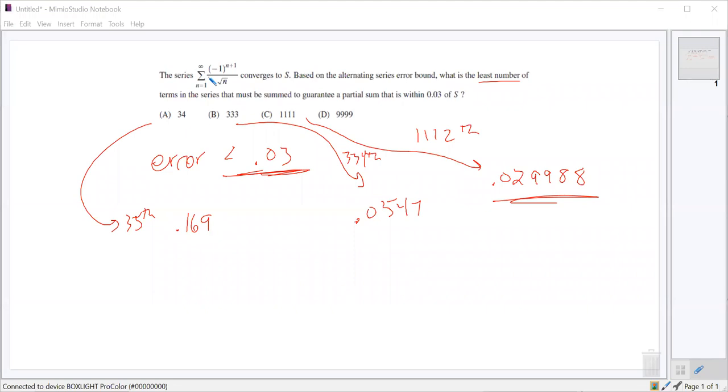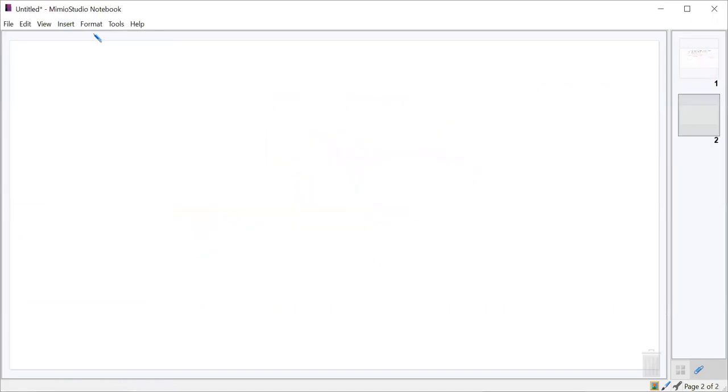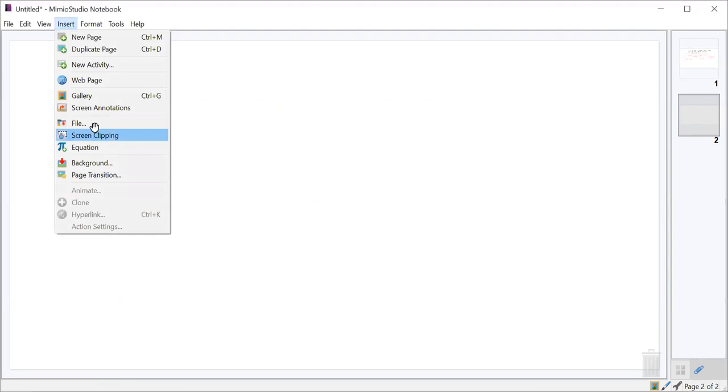All right, next one we're going to do here is 24. Hopefully. Find it in here. There we go. All right, number 24.